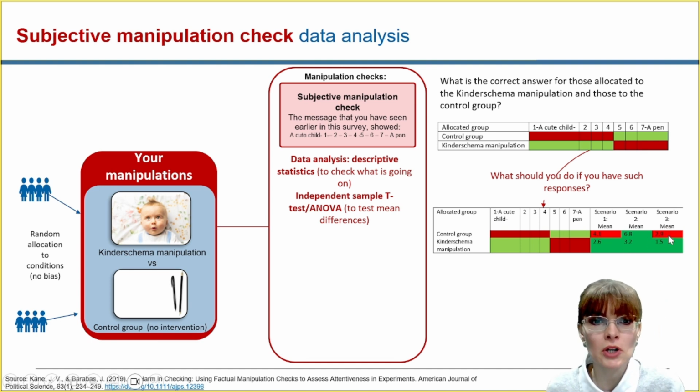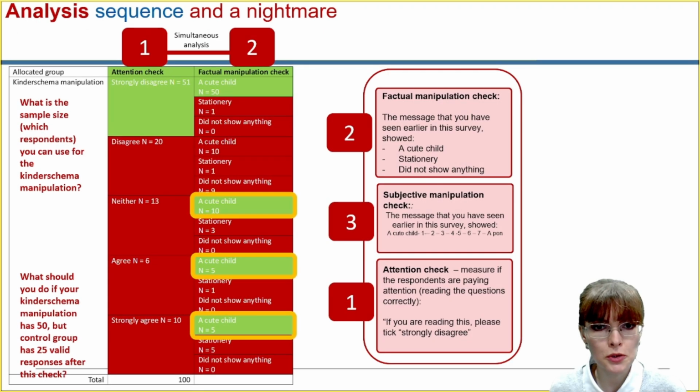What would you do if you have a mean of 2.9 in the control group and 1.5 in the kinder scheme manipulation? Obviously, something is going wrong here. So you should not be accepting this type of responses. Like I told you in the beginning of this video, I will also expose you to some very uncomfortable situations, a bit of a nightmare in experimental research, where things do not go as well as expected.